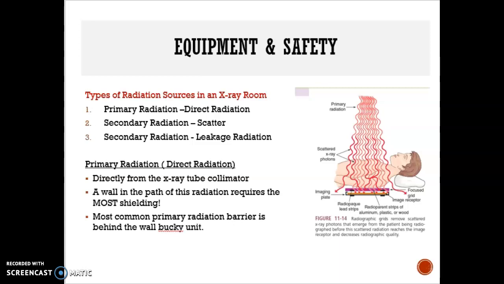And which one are we most concerned with? Well, primary radiation is direct radiation, directly from the X-ray tube collimator to a certain point. A wall in the path of this radiation requires the most shielding. Most common primary radiation barriers are the walls or the wall Bucky unit, because the X-ray is moving directly from the X-ray tube to that point.